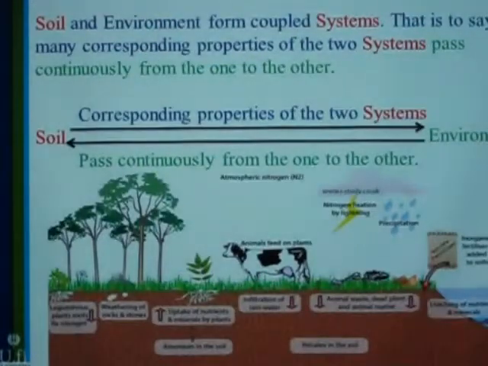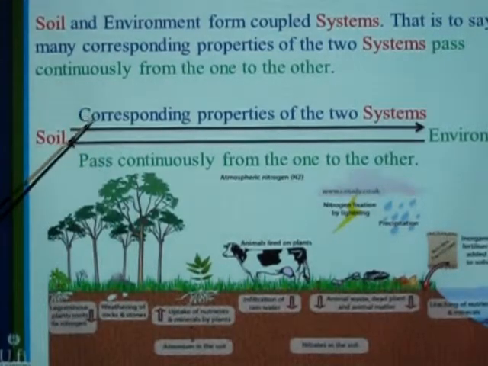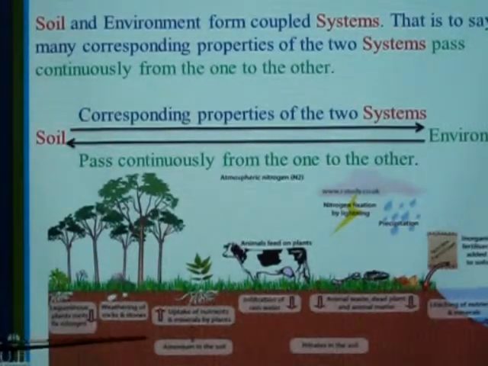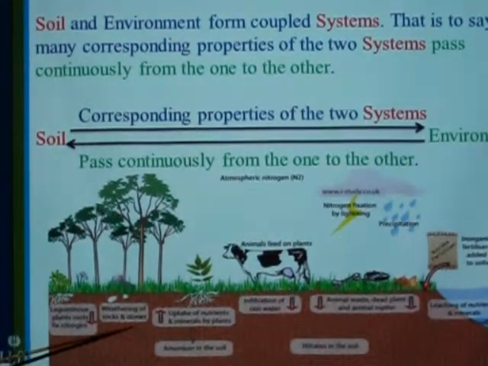Let's go to the relationship between soil and environment. These two directions, the equation, soil and environment. So the corresponding properties of the two systems, between soil and environment. Let's take one example. The weathering I mentioned, the weathering of rocks and stones. The result of weathering, as I said, is soil.